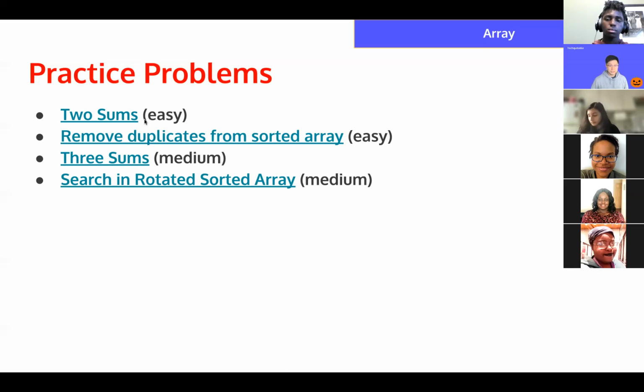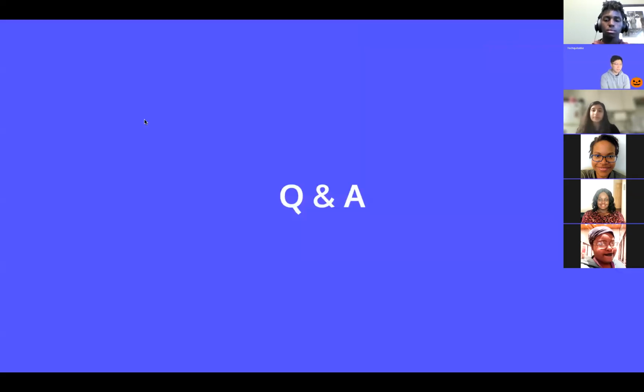Any questions before we wrap up the lesson for today? Yeah, I had a question. Sometimes, like in Java, there's a built-in array sorting function, and I was wondering if we need to know what the runtime for that is. Like if we use it in an interview, do we need to know the runtime for built-in functions? Becca, do you want to take on that question?